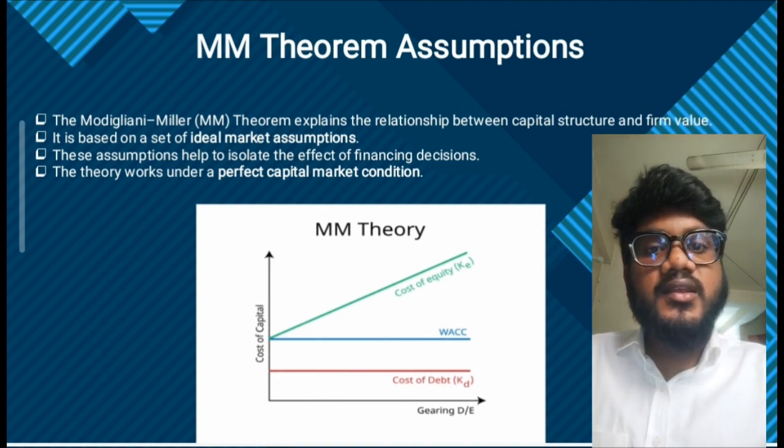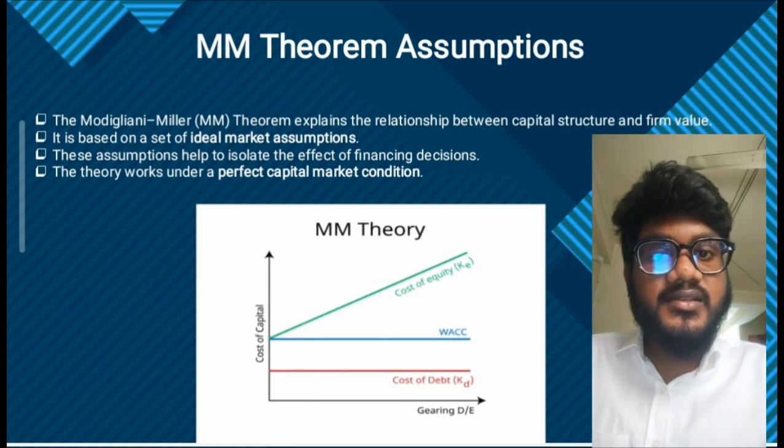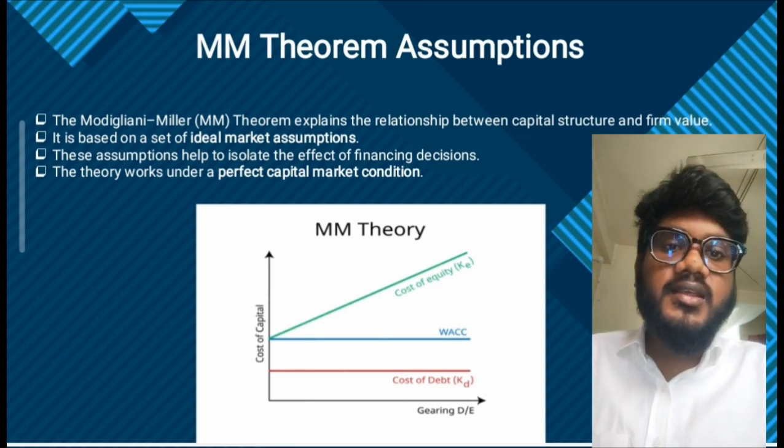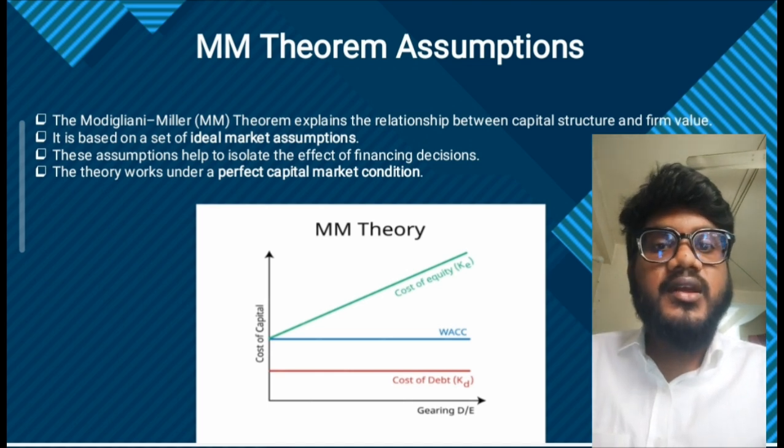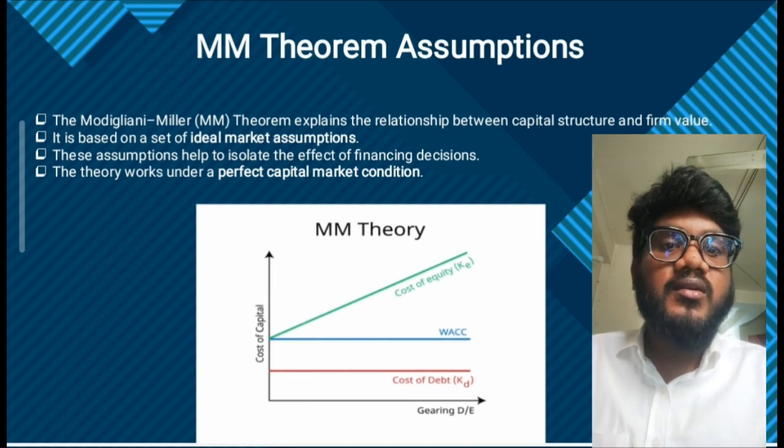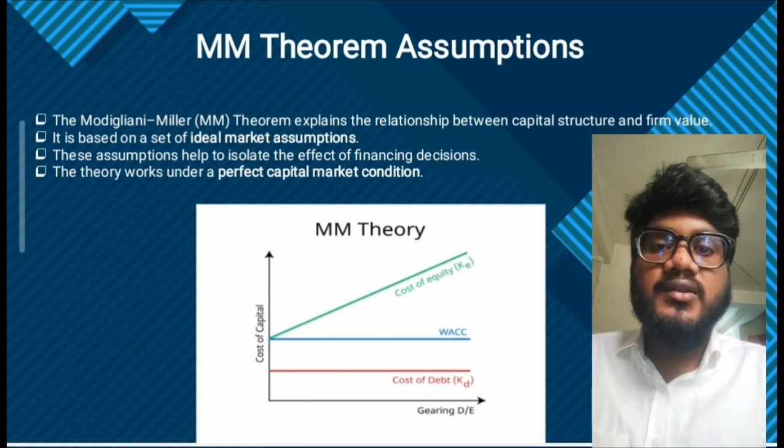The Modigliani-Miller theorem explains the relationship between capital structure and firm value. The theory is based on several ideal assumptions because these assumptions help isolate the effects of financing decisions. According to the theorem, in a perfect capital market, the total value of a firm does not depend on whether the company uses debt or equity financing.